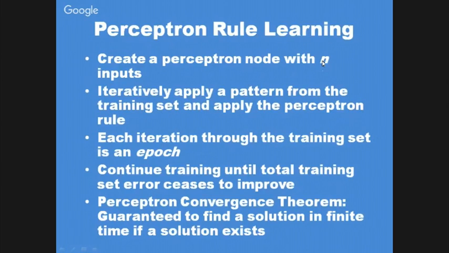And the perceptron convergence theorem says it is guaranteed to find a solution in finite time if the solution exists. If the solution exists, then we will get the final solution.